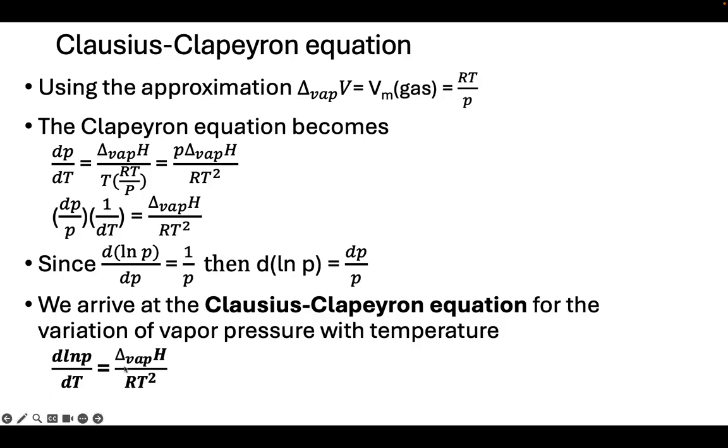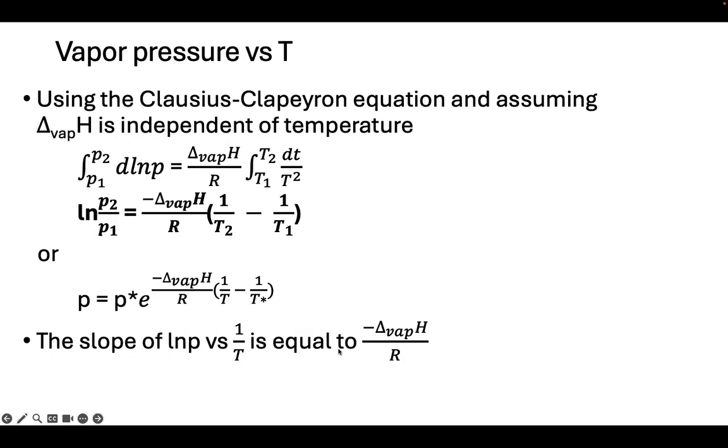So you end up with a delta H of vaporization in the case of liquid divided by RT squared is equal to this. This has its own name. It started with the Clapeyron equation, but in this specific case, it's now called the Clausius-Clapeyron equation, right? The Clapeyron equation was kind of universal. The Clausius-Clapeyron equation is ignoring the volume of the liquid that we started from.